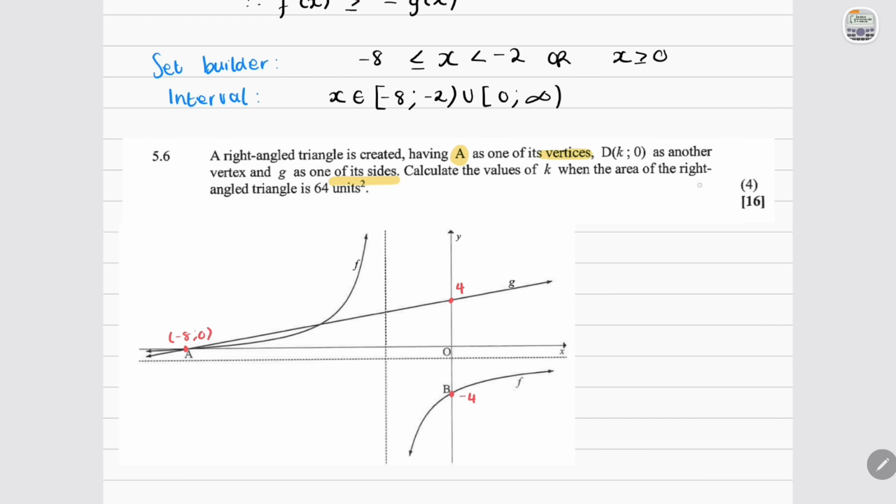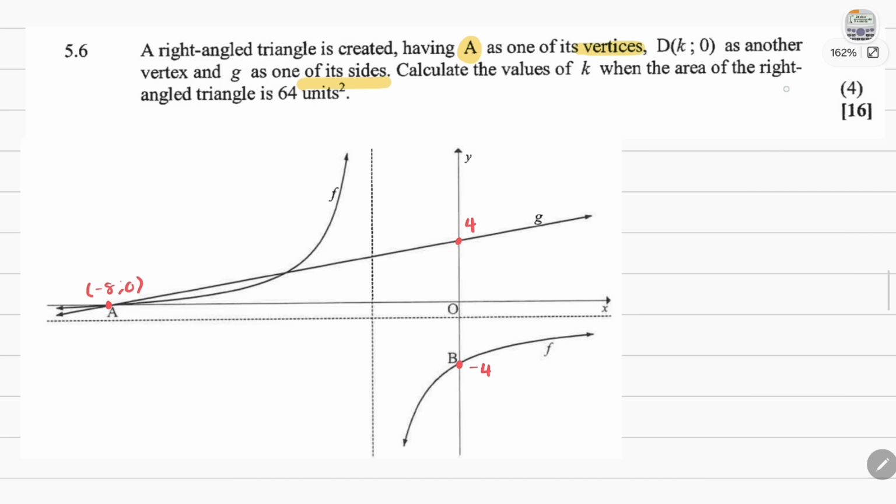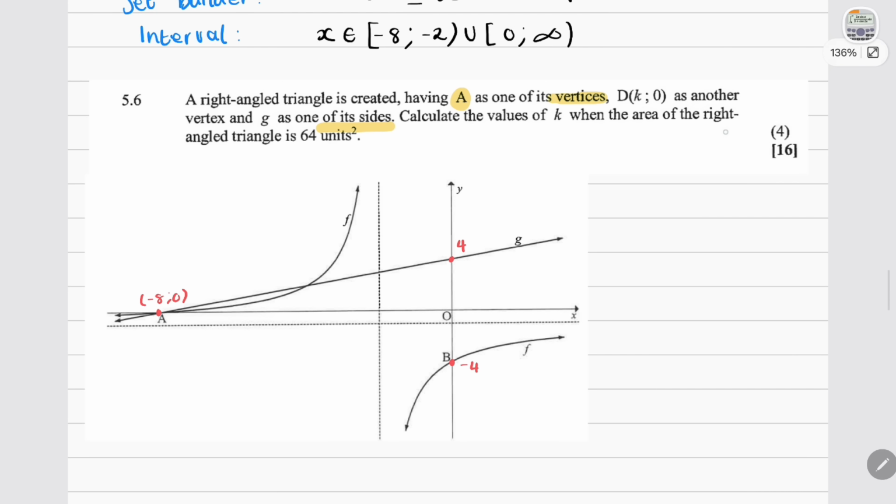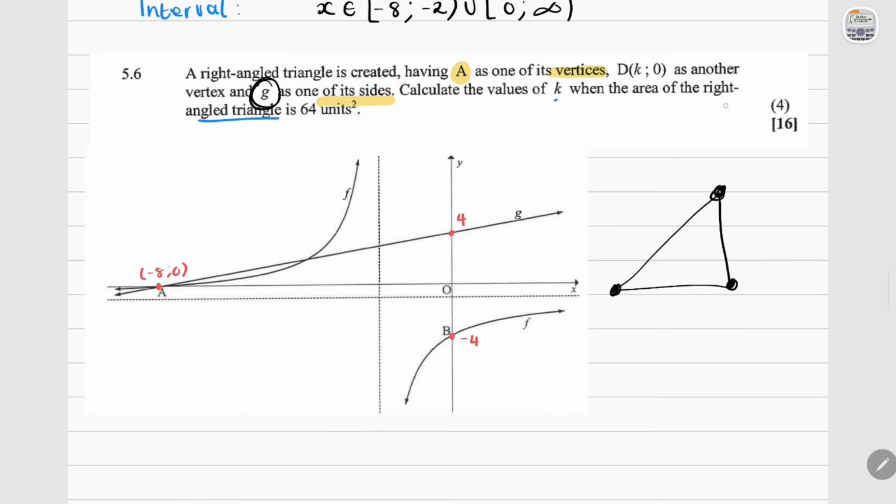So A is going to be one of the points that we have on this triangle. And then there is this point K, which is going to be another point on the triangle. A triangle is made up of 3 vertices. But now, do you see that one of its sides is the graph of G? So looking at this graph, one of its sides is this graph. They want us to calculate the values of K when the area of the right angle triangle is 64 units squared. So 64 square units.